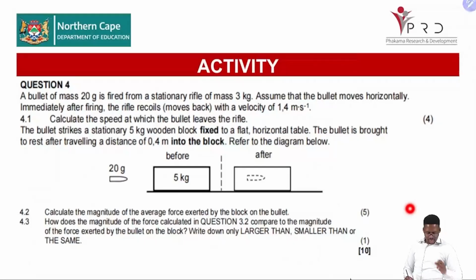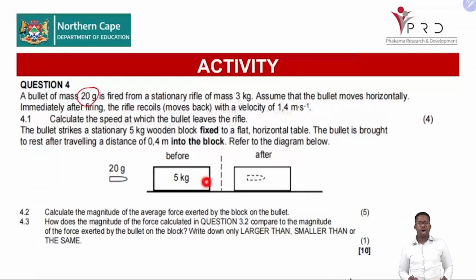Let's look at this question. A bullet of mass 20 grams, already it tells you that you must convert this mass, is fired from a stationary rifle. The rifle is stationary, of mass 3 kg. Assume that the bullet moves horizontally. Immediately after firing, the rifle recoils back with a velocity of 1.4 meters per second.